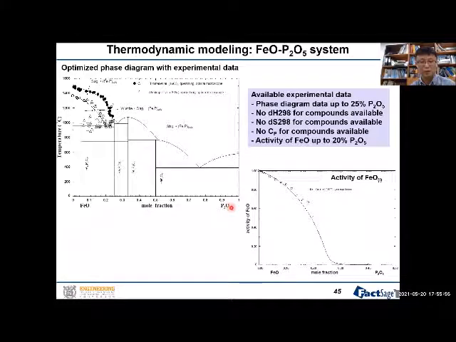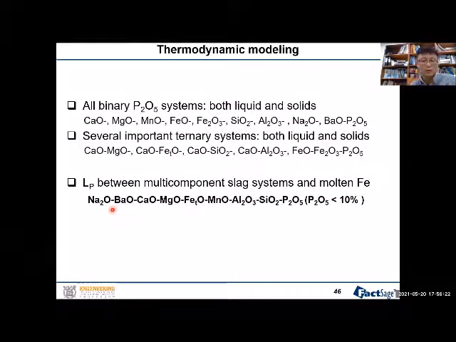This is FeO-P2O5. The data is only available up to about 25% of P2O5, because above this you have evaporation of P2O5 from the liquid to the gas phase. So you cannot actually do the experiment anymore. So based on the limited data in this area, on the FeO-rich side, we have to make a prediction even for the higher P2O5 conditions as well. So this is the predicted data.